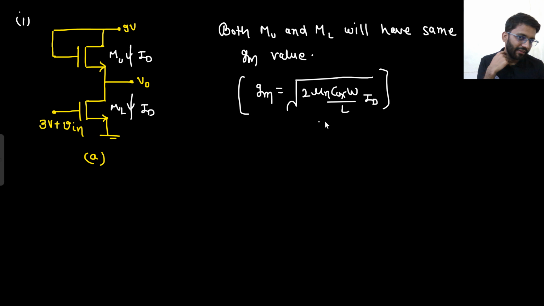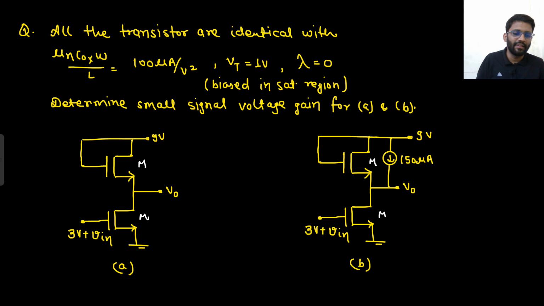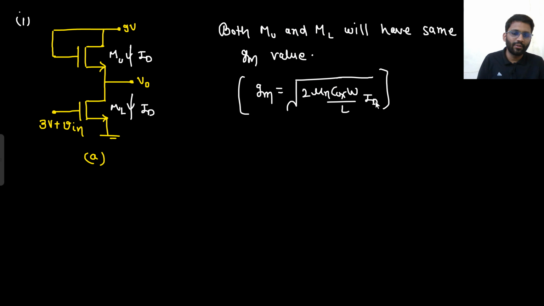Again, you don't know the value of VGS. But here you know everything. Here what do you know? 2 is constant. Mu n Cox W by L is the same for both. One more thing you know is that ID, the DC current, is the same for both. So gm will be the same for both. So what will be the small signal gain?